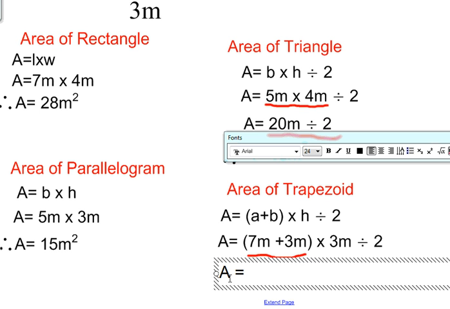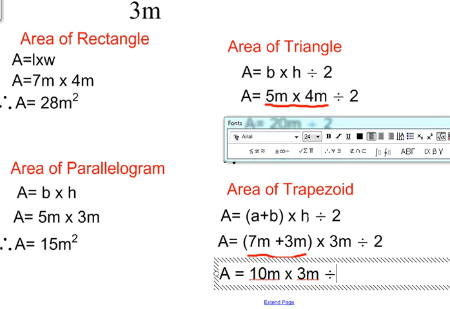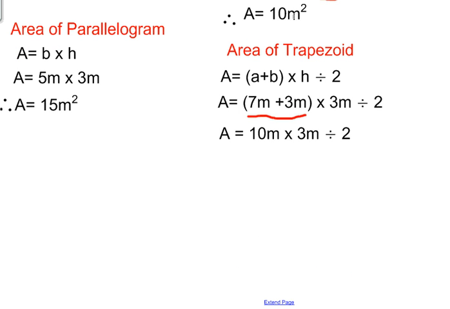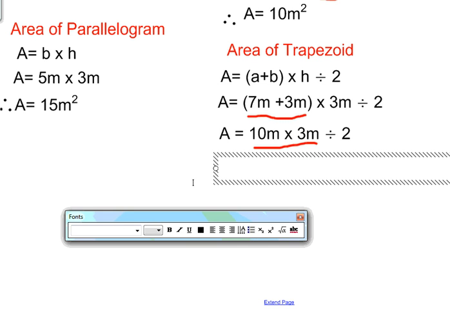Area equals, and we know 7 plus 3 is 10, not 21, because we're multiplying by 3 meters, and then we are dividing by 2. Now, do this again. We're doing 10 times 3 next because we go from left to right. Area equals 10 times 3 is 30 meters. And of course, we are dividing by 2.